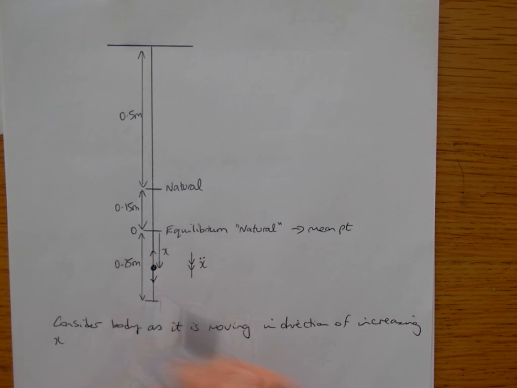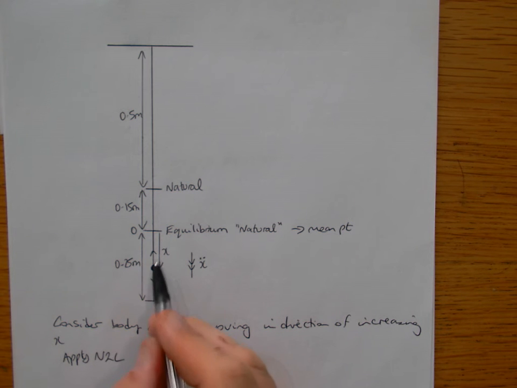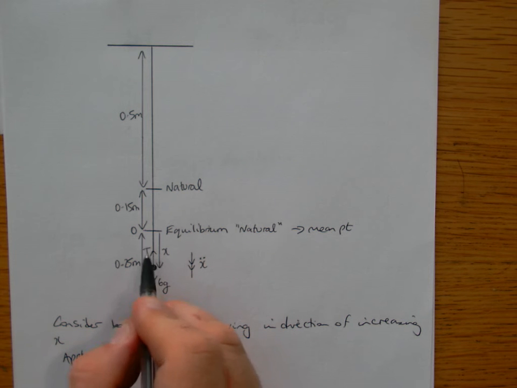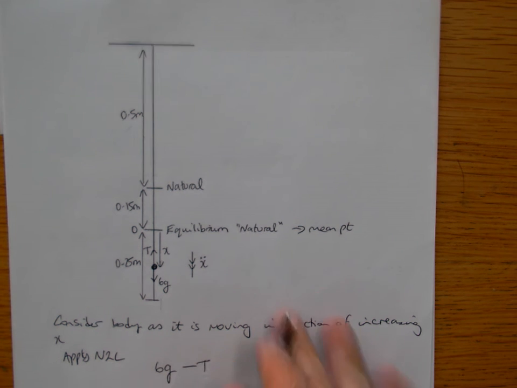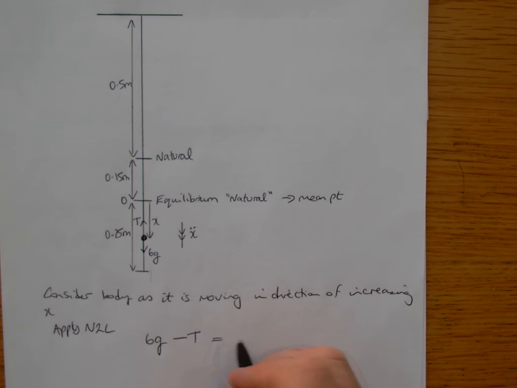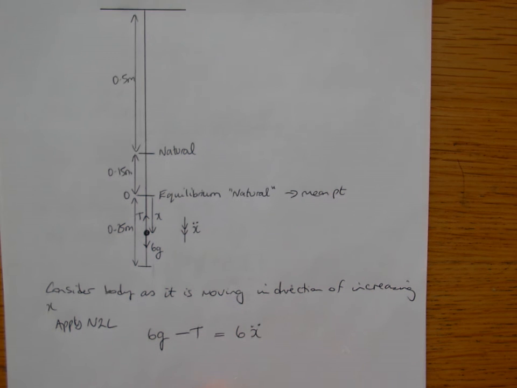So if you think of the forces then, when we apply Newton's second law, this way is positive. We have a force going this way this time, because the weight is going to be 6g. But then you've got the opposing force, the tension in that spring, T. So applying Newton's second law, you've got the 6g pulling it down, but then you've got the tension pulling it back, and that will equal the mass, which is 6, times the acceleration. So there's Newton's second law.